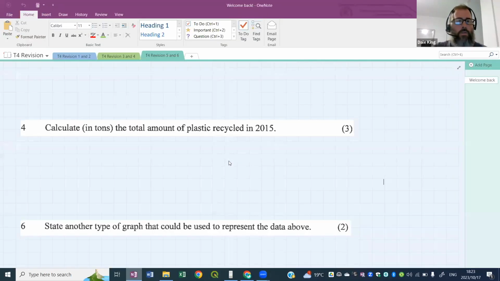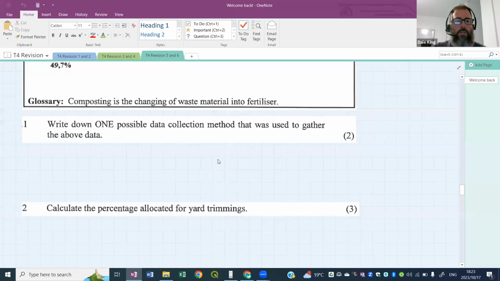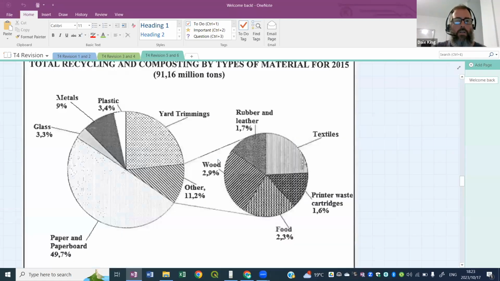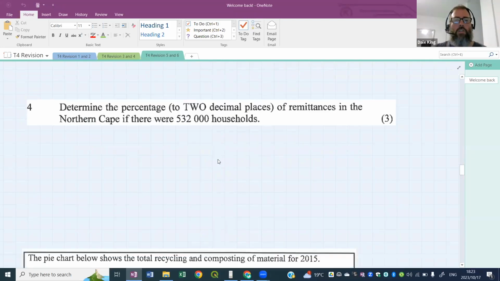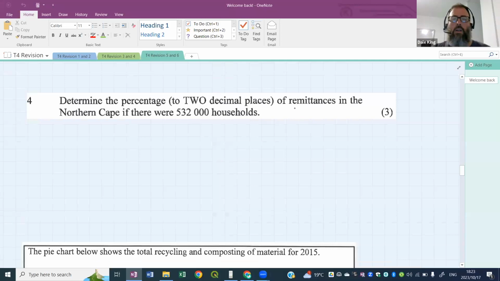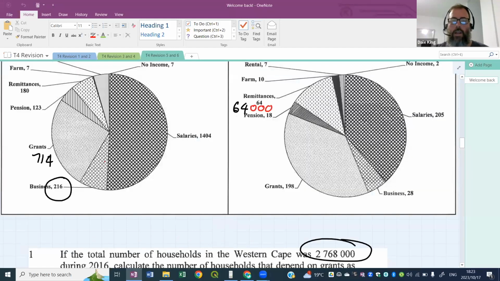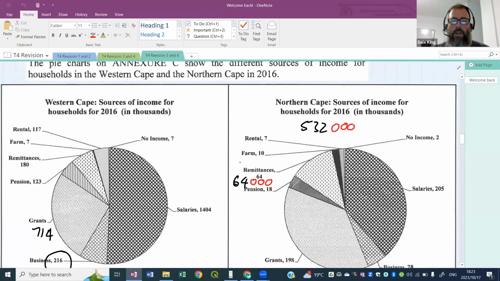All right, let's see question 4 again. Where is it? It's up here. All right. There it is. Determine the percentage, 2 decimal places, of remittances in the Northern Cape if there were 532,000 households. So there's 532,000 in total. Remittances over here in the middle on the left is 64,000. What is that 64,000 as a percentage? So we need to do a percentage calculation.